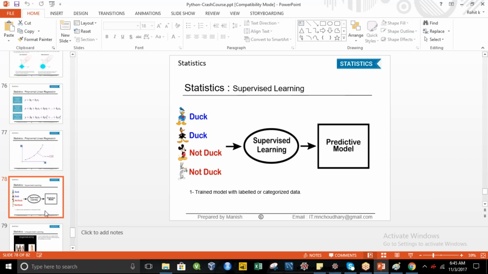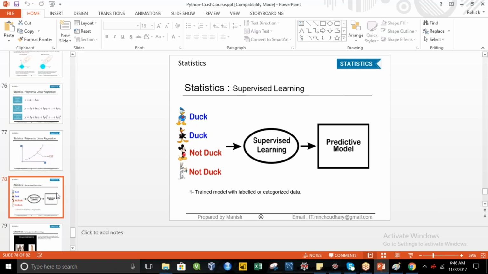Because I already showed here. So, supervised learning means when we have data. For example, I'm just explaining myself. Suppose we have data and the data is already labeled. Labeled data means, suppose I am teaching a kid: this is an apple, this is a banana, and this is another example.